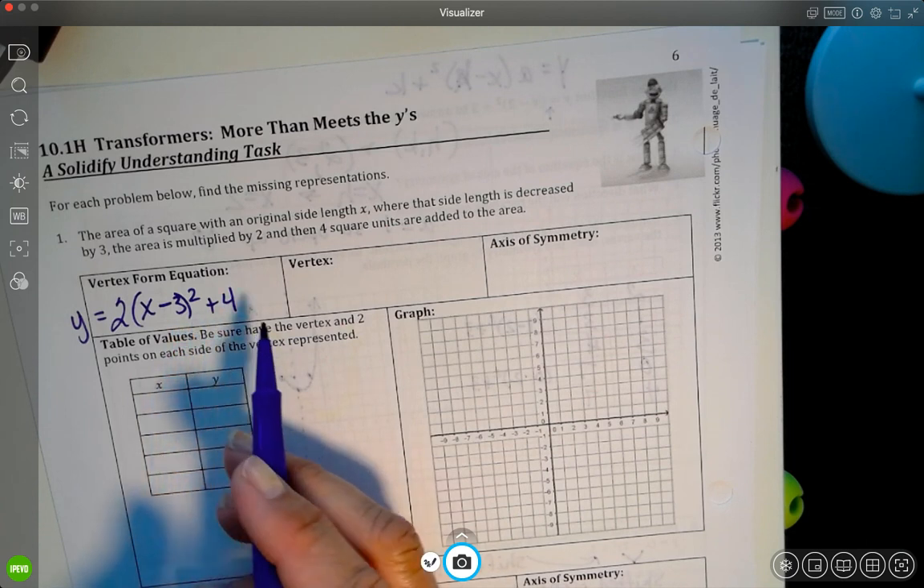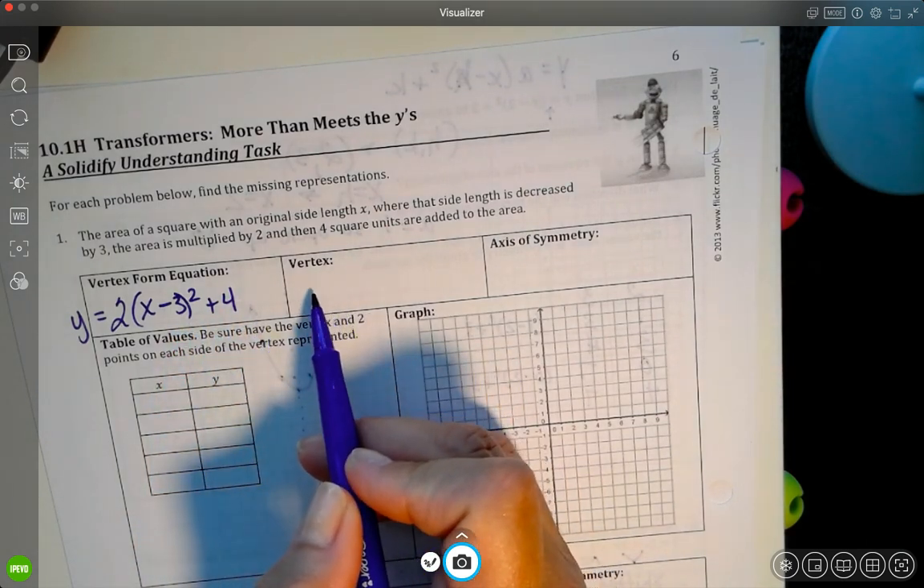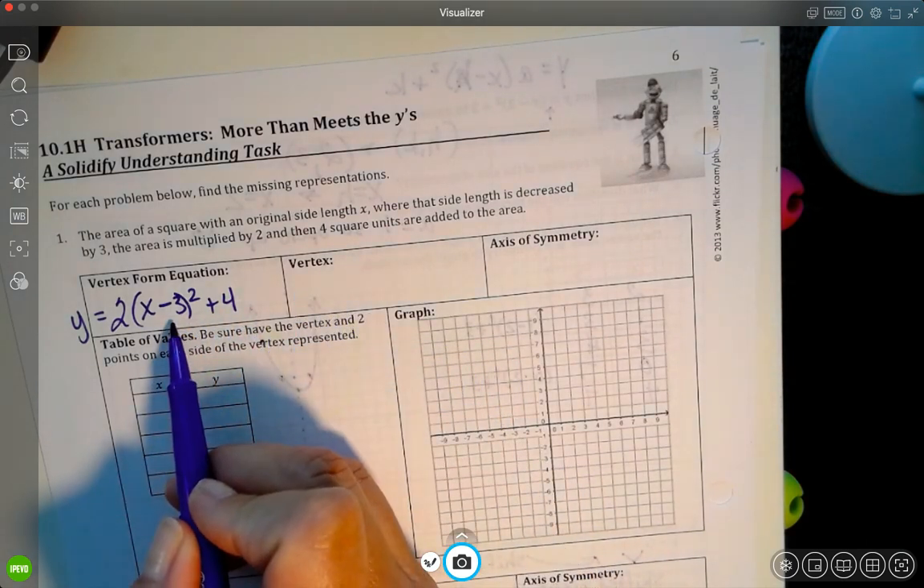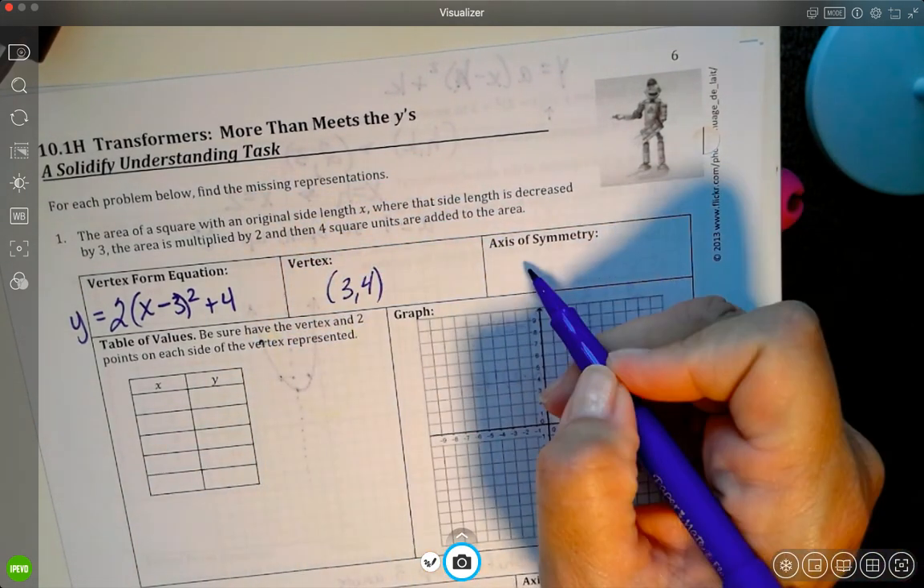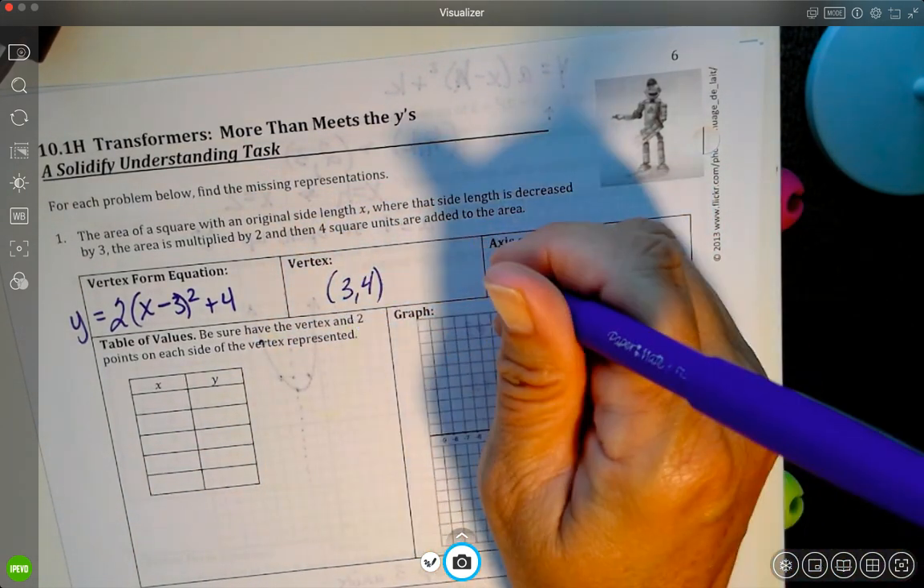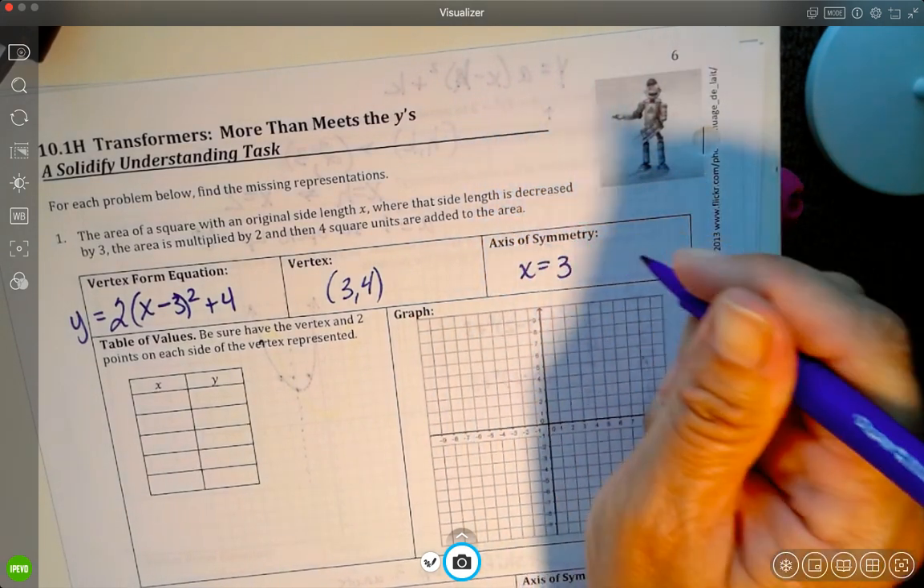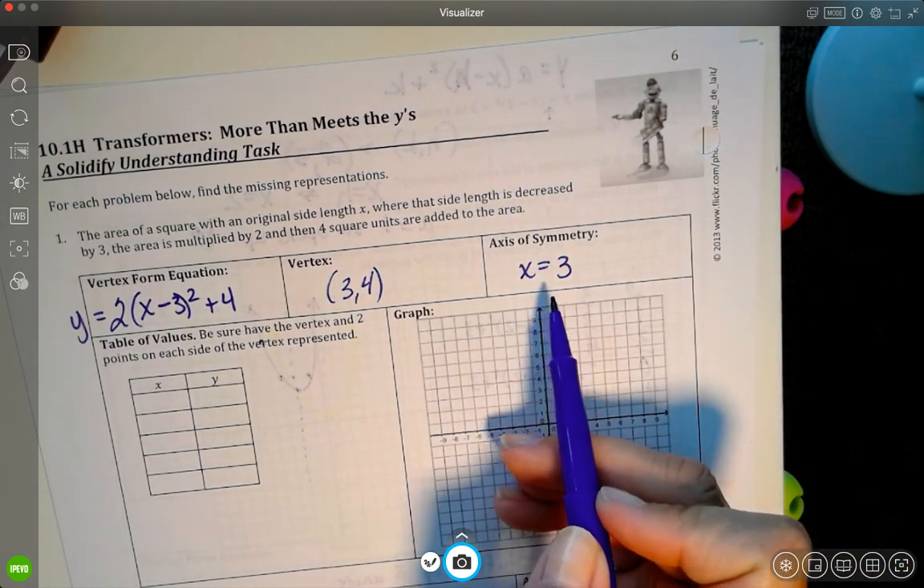Okay, vertex. Remember, vertex is (h, k). So it's (3, 4). My vertex is (3, 4). And my axis of symmetry is always whatever my h was. So x equals 3. Make sure you write that as an equation because it's actually a line.